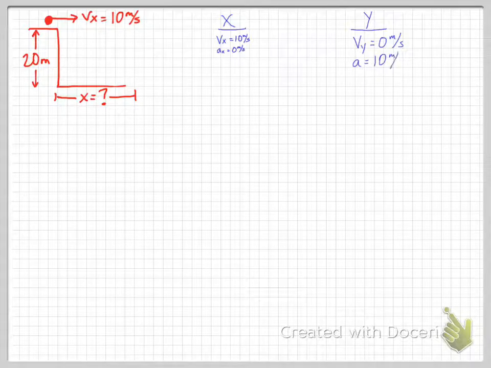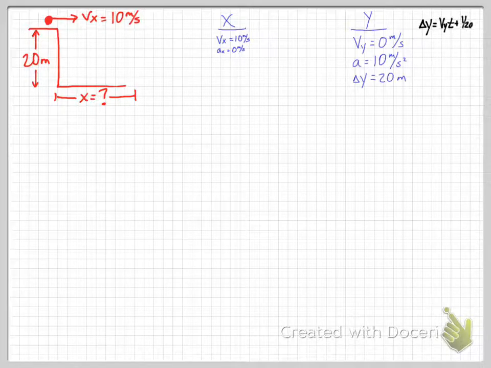So it's like a ball that's dropped, and then gravity begins to act on it, so it has 10 meters per second squared, and the change in y is 20 meters. What we're looking for in this problem is how far off the cliff it's going to travel. So we're going to start with a very simple kinematic equation: change in y equals initial velocity times time plus 1/2 at squared.